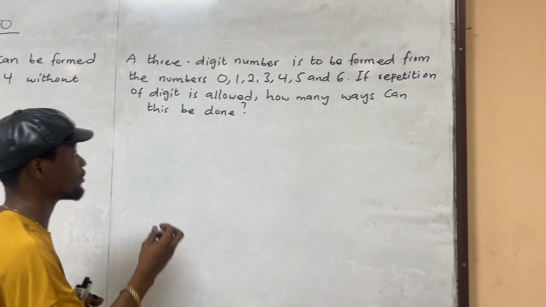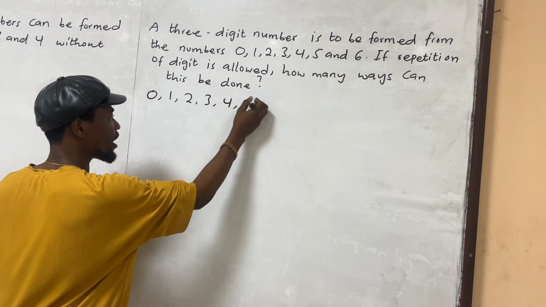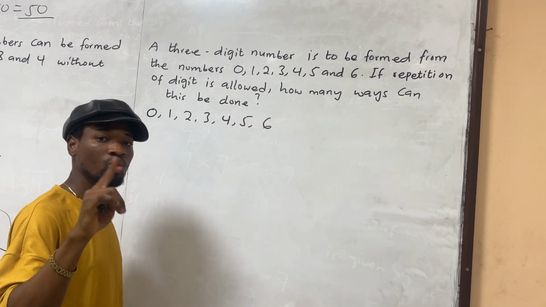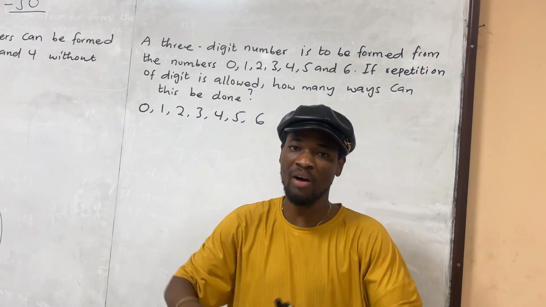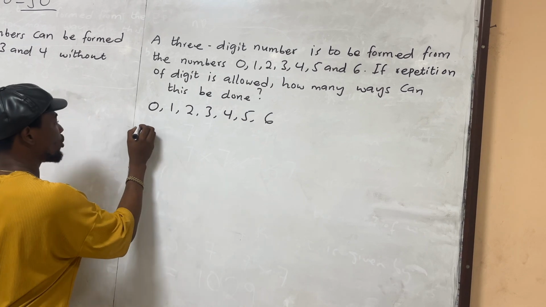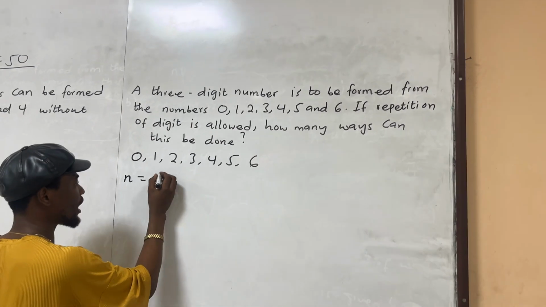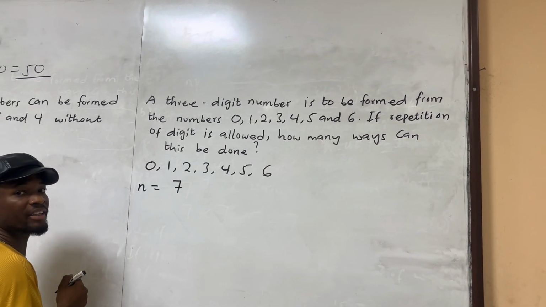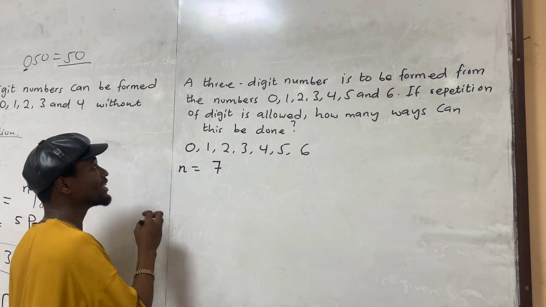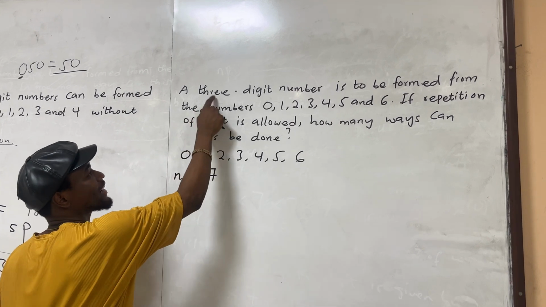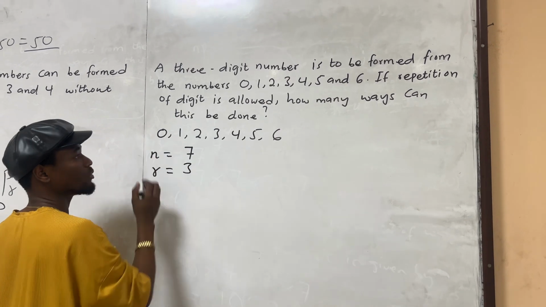This is very trivial. So I have 0, 1, 2, 3, 4, 5, and 6. I said the first thing to do is look out for your n and your r. n denotes the total number of items. So I have n, let's count: 1, 2, 3, 4, 5, 6, 7. So I have 7 different items, in other words, the total number of numbers equals 7. Taking 3 at a time, so the number r is 3.